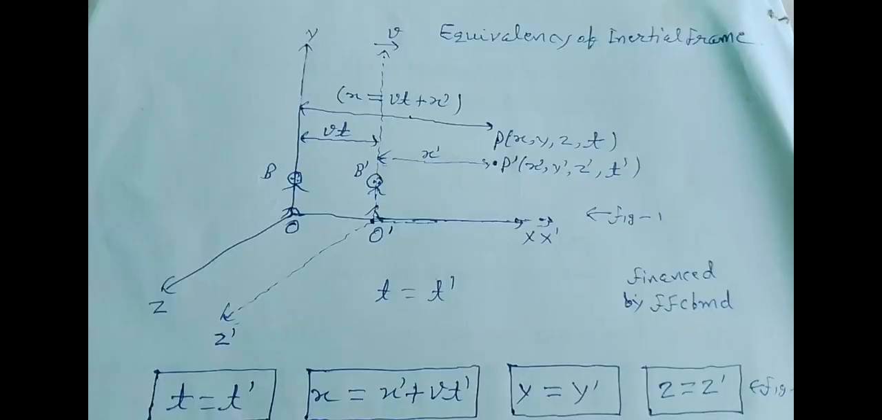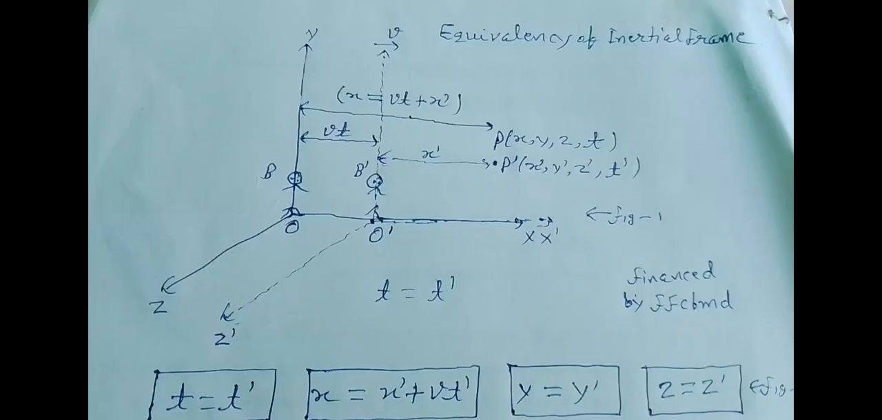Now let us agree to count time from the instant at which the two origins of coordinates O and O dash momentarily coincide, as we have discussed earlier. Then the coordinate of O dash of B dash as measured by an observer in B will be x equals vt, y equals 0 and z equals 0.